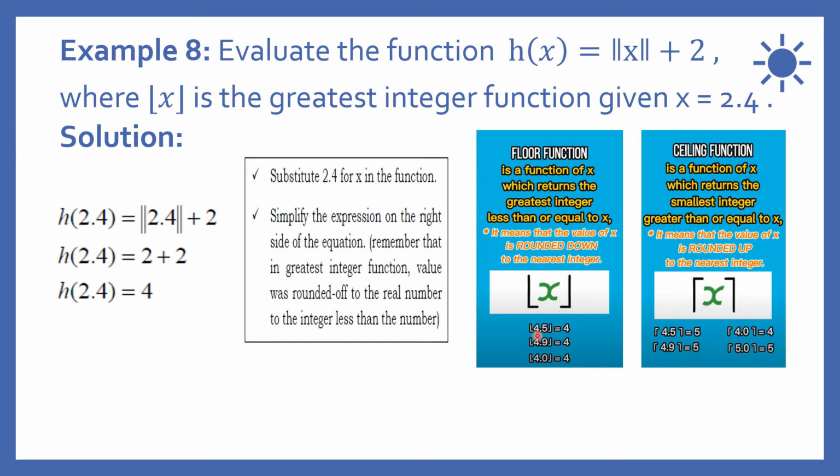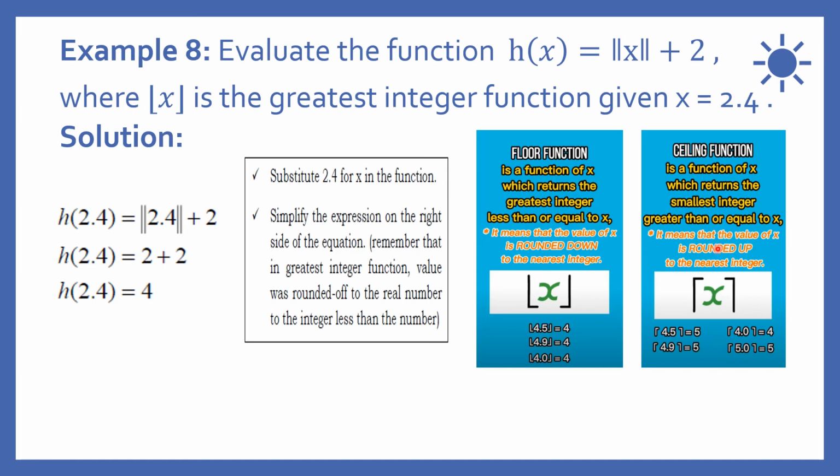Kaya yung floor function ng 4.5 ay 4 pa din. So, hindi porket 0.5 yung number na to, mag-a-add tayo ng 1. Pag floor function, round down tayo. Kaya 4 pa din ang value niya. Kahit na ito ay 4.9, still, round down tayo, 4 pa din ang value niya. 4.0 is also 4.